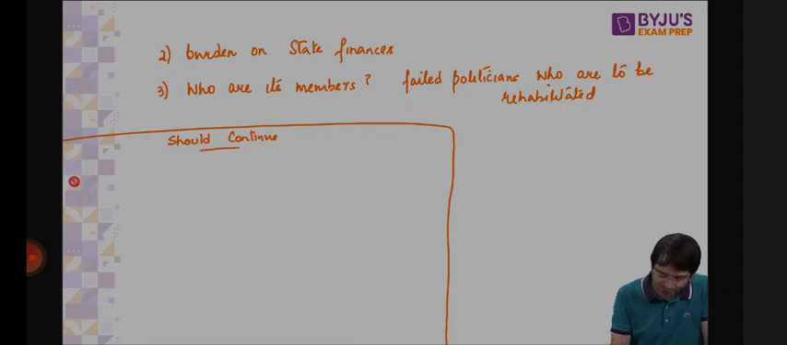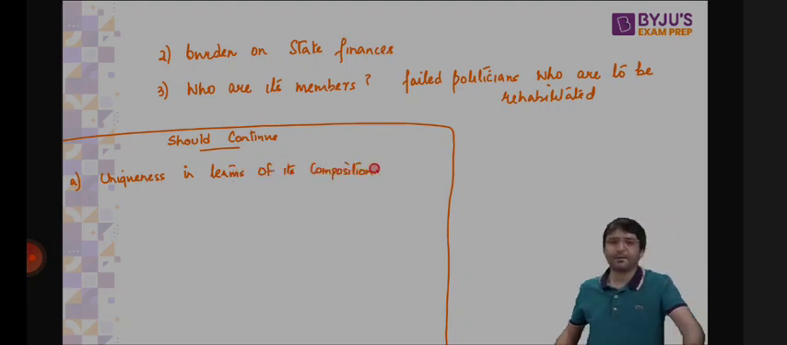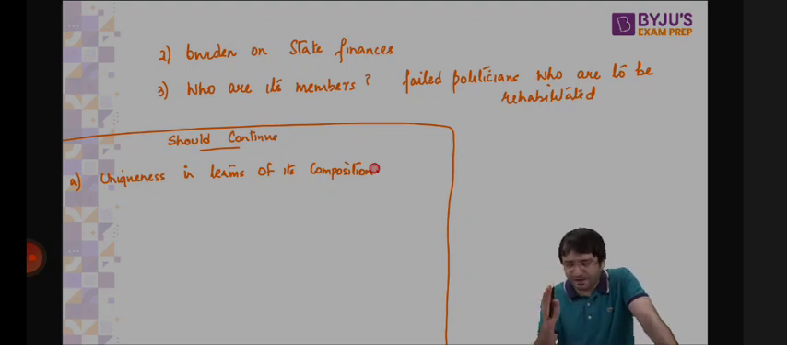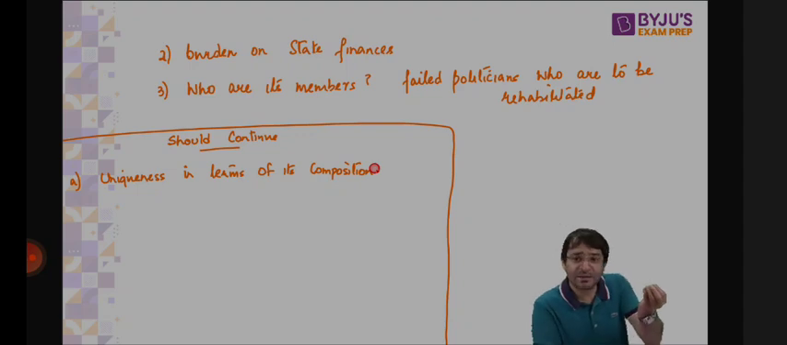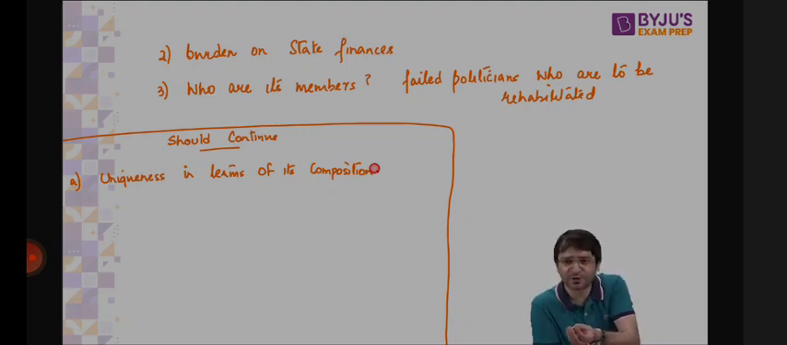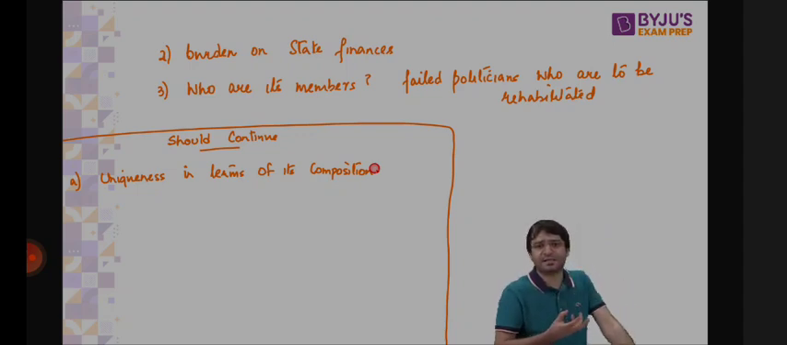Why should it continue? Number one, because of its uniqueness in terms of its composition. In the Legislative Assembly, we have only one type of members elected. But in the Legislative Council, look at the diversity that it represents. It represents MLAs as well, because some members are elected by the MLAs, some are nominated by the governor, some from the local bodies, some from the teachers' constituency, some from the graduates' constituency. So this is a beautiful bouquet of the different diversity present in that state. For that reason, it should continue.